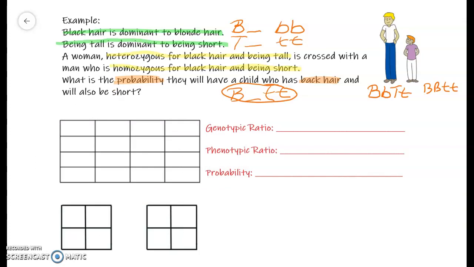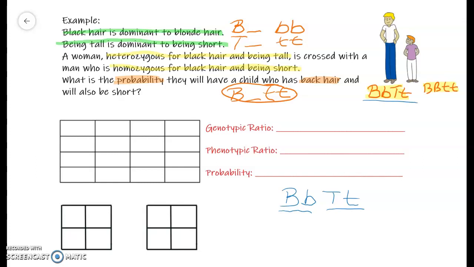So let's cross these two parents up here. Let me highlight them once again so we can just keep referring back to them. So the woman who is heterozygous for black hair and being tall, and the man who is homozygous for black hair and being short. So what we need to do is I'm going to take this individual here, the female, and I'm just going to write her genotype down here one more time. Following Mendel's law of segregation, for each of these two genes, you can only ever give one allele at a time. So what we have to do is we have to FOIL. We have to look at every possible combination.